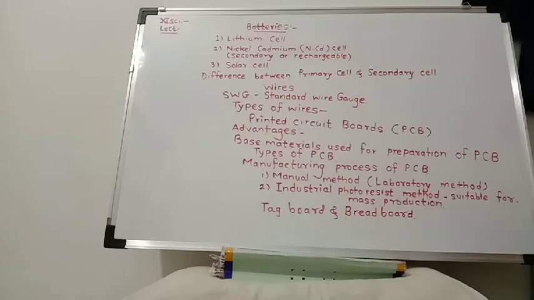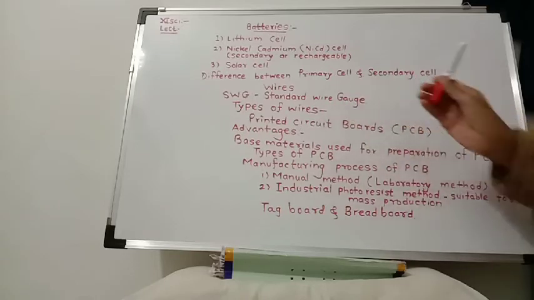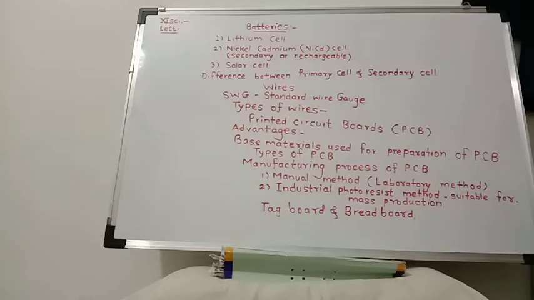Now we will study the difference between primary cell and secondary cell. So secondary cell means the rechargeable cells. For example, lead acid battery, it is a rechargeable battery. Okay, so it is called a secondary cell. And primary cells means the cells which cannot be recharged, for example, Eveready battery, or Nipo battery. So these cells cannot be recharged, so these cells are called primary cells.